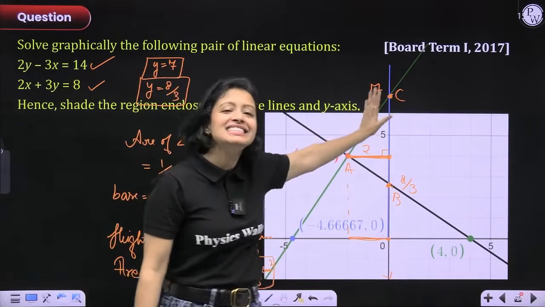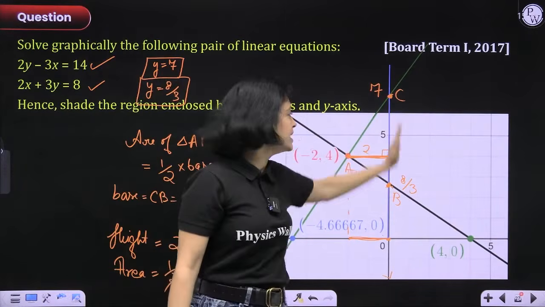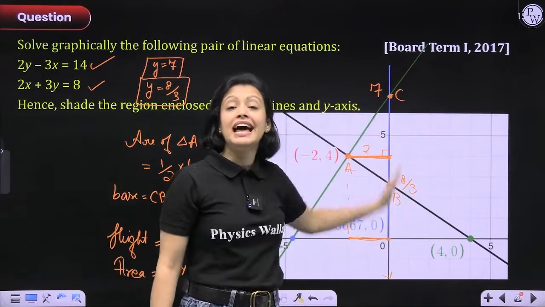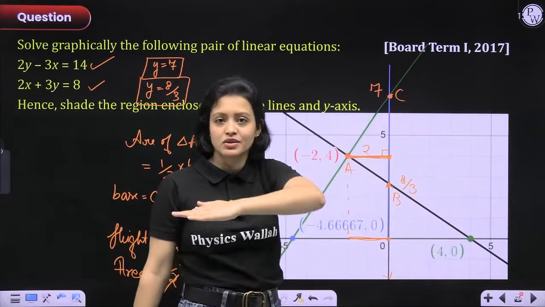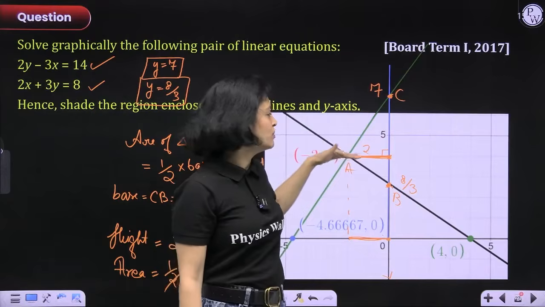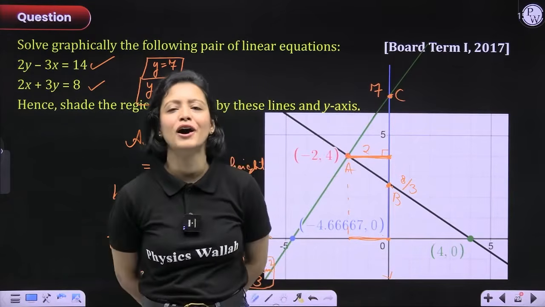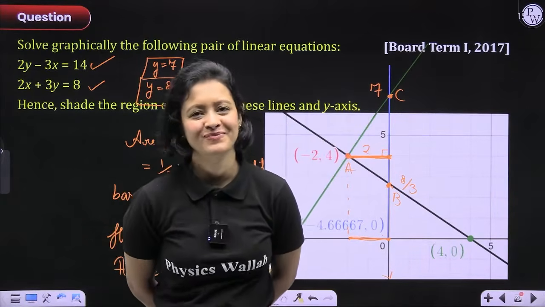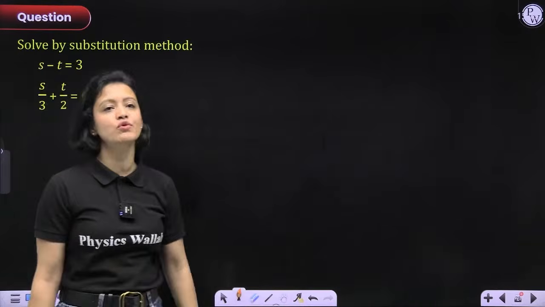And then you can easily figure out the area by picking the base as the part of the line lying on the axis, whether it is y-axis or x-axis, and the height would be the perpendicular on that part of y-axis or x-axis. Okay, so with that, let's move on.